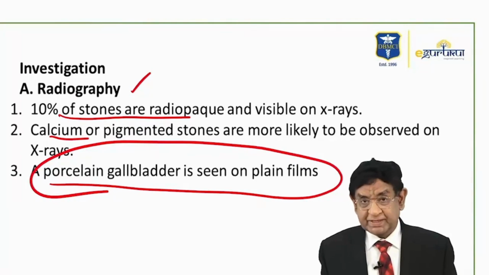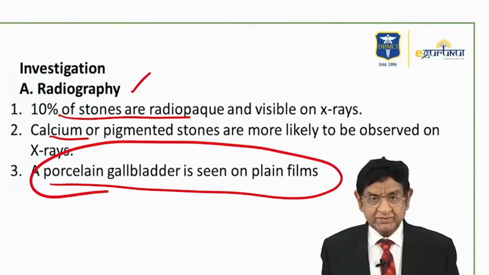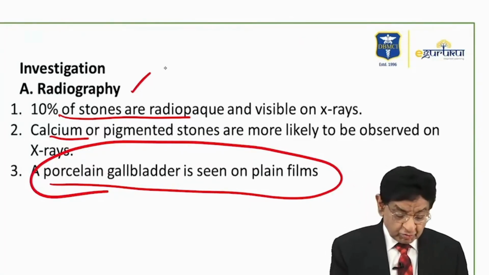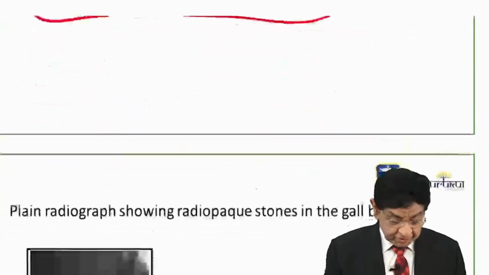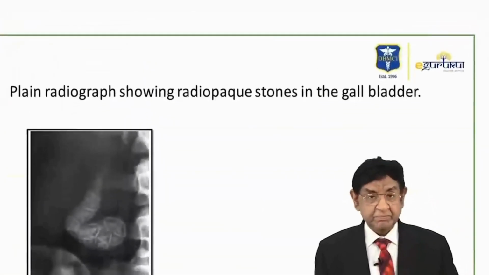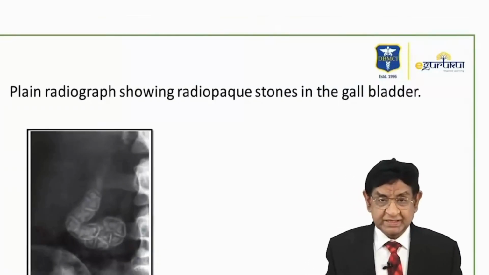If you have examined the patient and Murphy's sign is positive, you are strongly thinking that I am dealing with gallstone, then you will not go with this investigation. What you will do, you will go with the ultrasound. But what is important from the exam point of view, why I included this point?